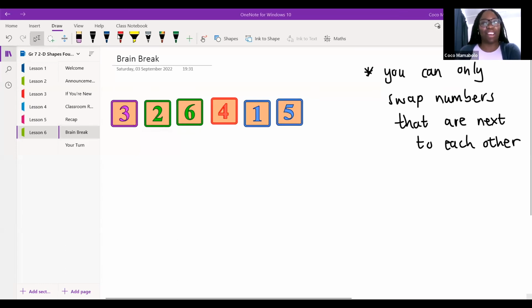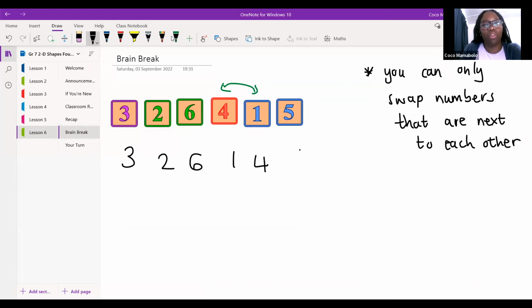Okay, Spogriche, give us our first swap. Where are we going first? What are we swapping? Afternoon, ma'am. Afternoon or good evening. It's quite late. 4 and 1. 4 and 1. Okay, we're going to swap 4 and 1 around. So my new order is going to be 3, 2, 6, 1, 4, 5. Okay, excellent. Well done, Spogushe.